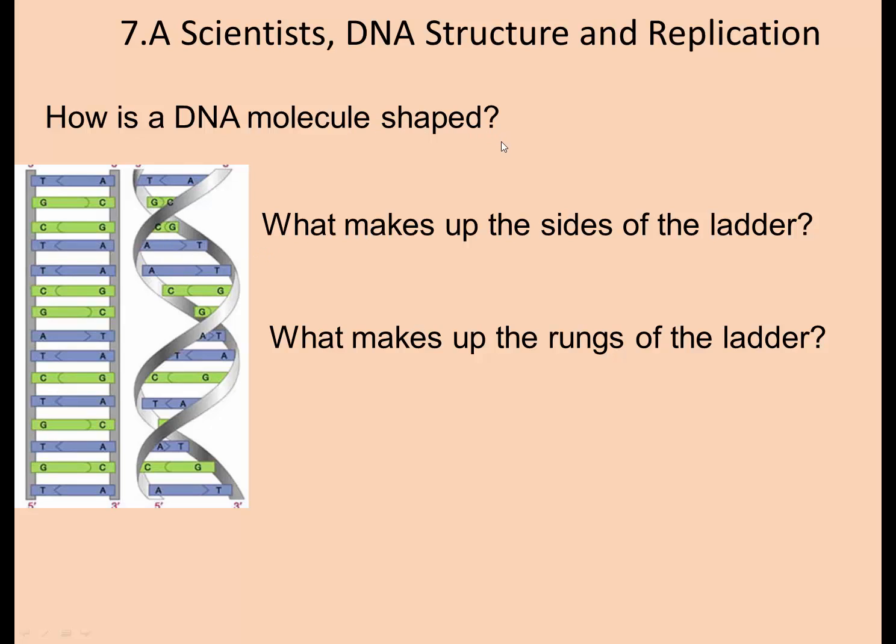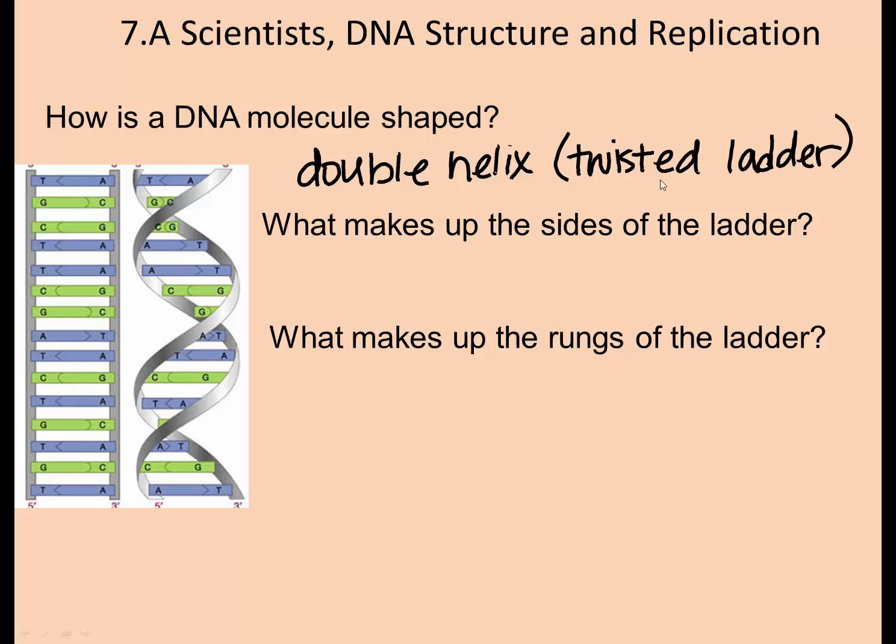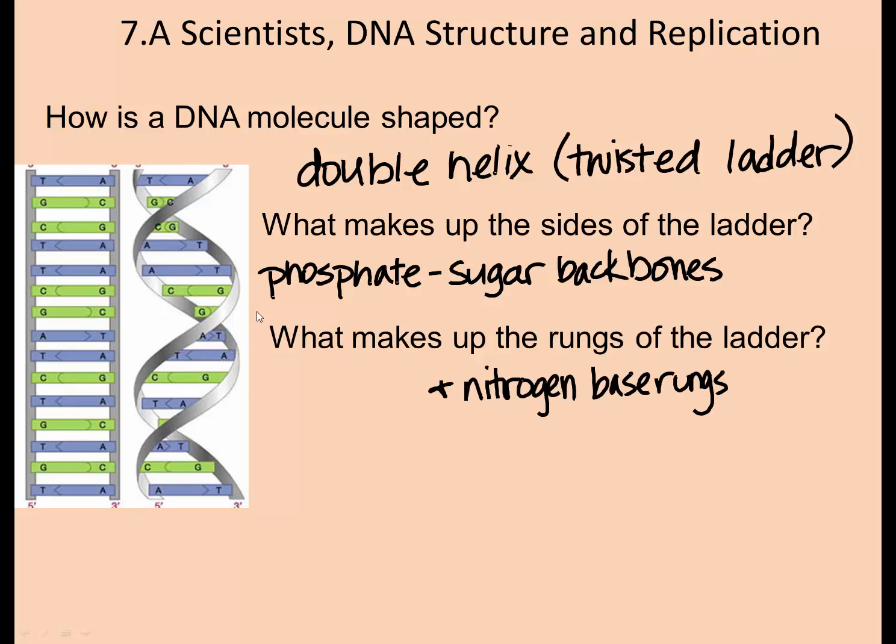How is a molecule shaped? It is a double helix, which means a twisted ladder. What makes up the sides of the ladder? That's the phosphate and the sugar, which makes up this silver backbone. And what makes up the rungs? Those are the nitrogenous base rungs. The adenine, the thymine, the cytosine, or the guanine.